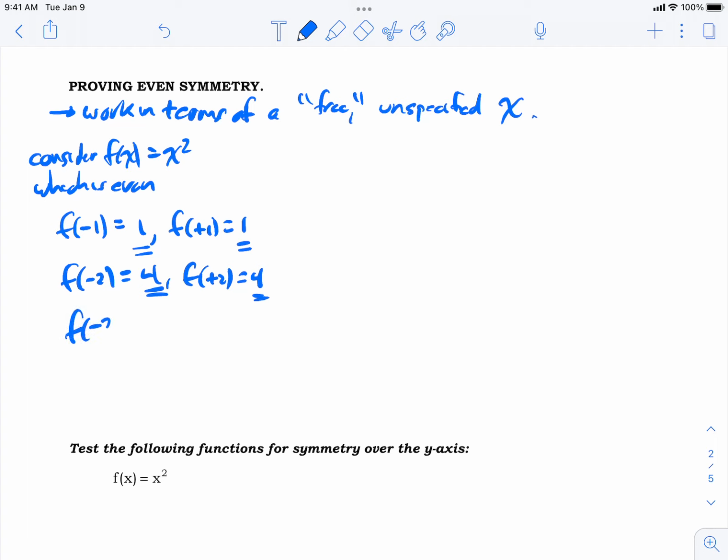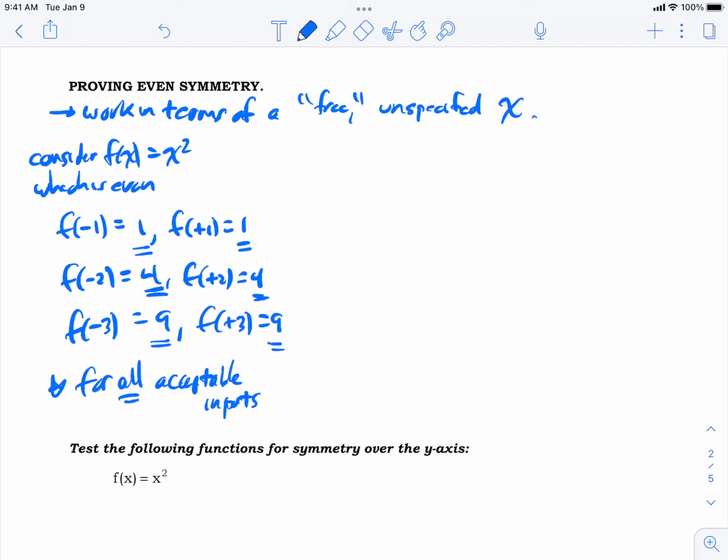And it has to work always and forever, is the point. It does work for plus 3 and minus 3. You get the same output. And then you have to say for all acceptable inputs. That's called the domain, remember. The set of all acceptable inputs is called the domain. You have to show that this is true for all of them. So going point by point is not going to be effective.